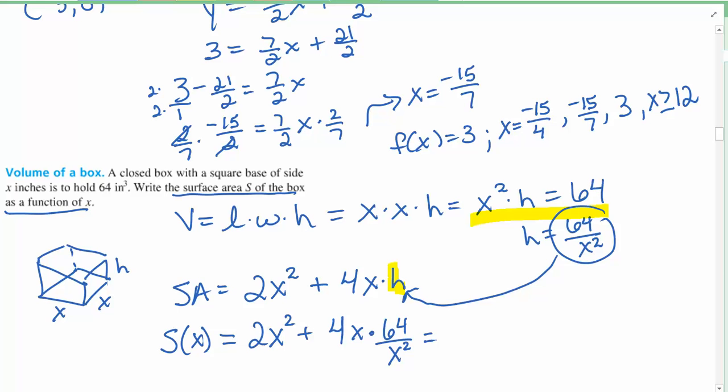And we can clean this up a little bit. This is going to be 2x squared. The x's cancel, and we'll have 1 in the bottom. 4 times 64 is 256. So this is 256 divided by x. So that's all they want on this problem, is just the surface area as a function of x. So they're just looking for this equation right here. That's your surface area in terms of x. Okay, let's continue on then.